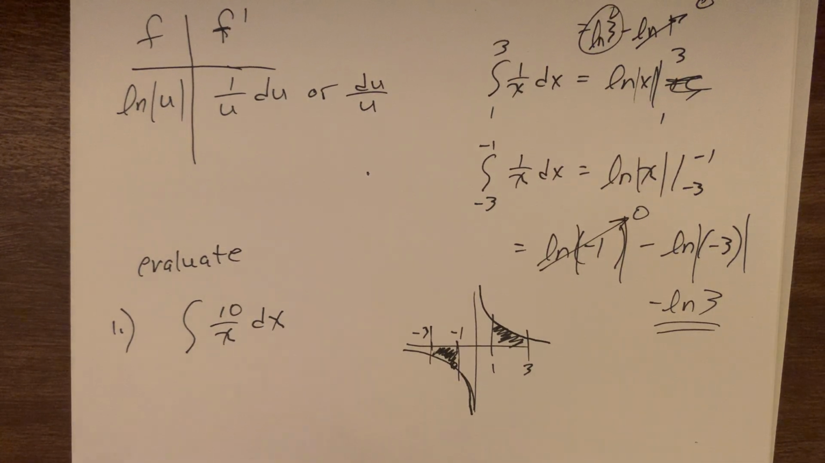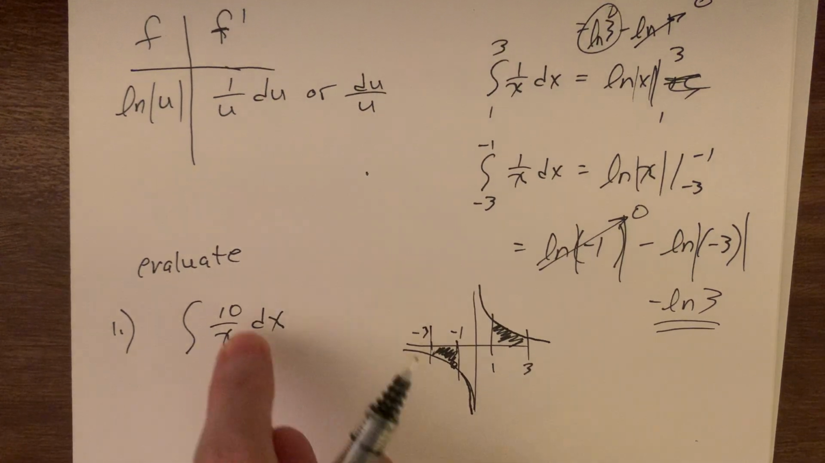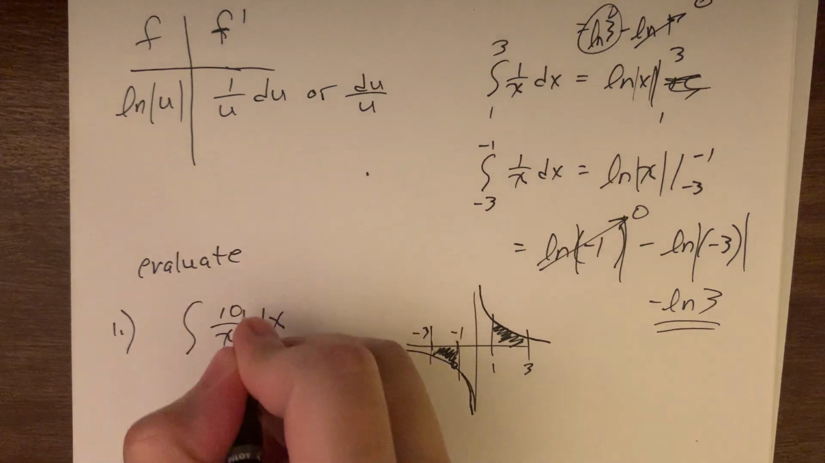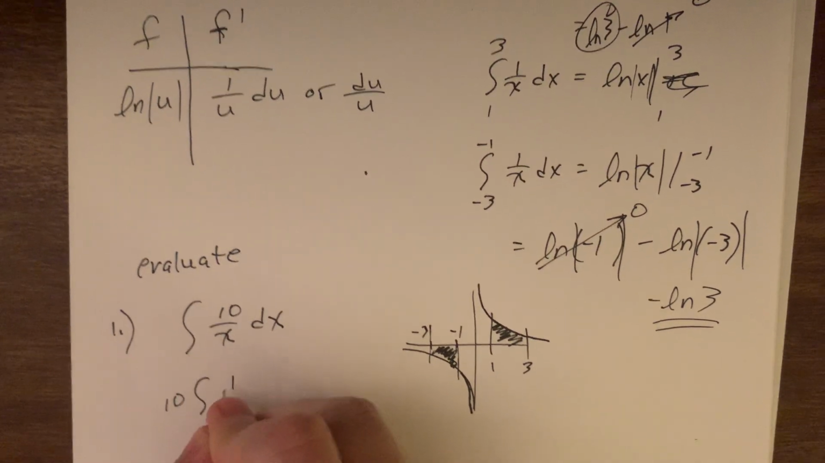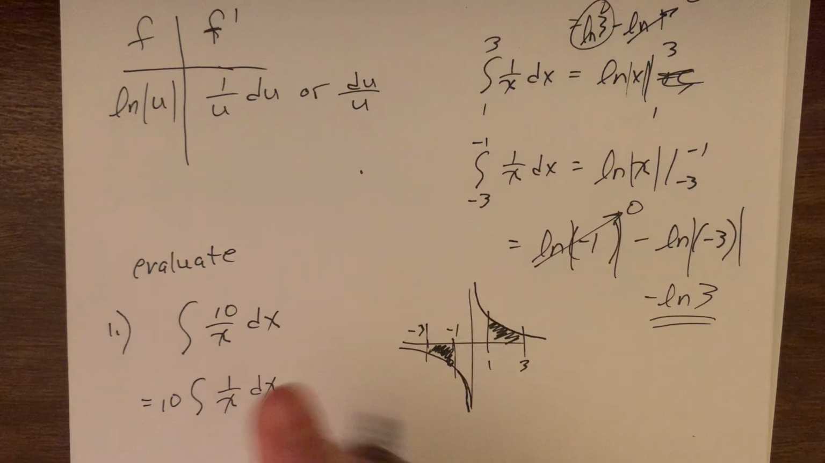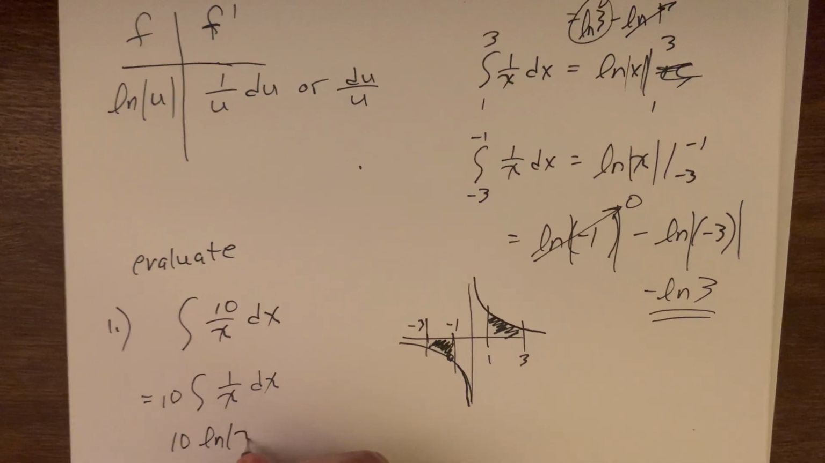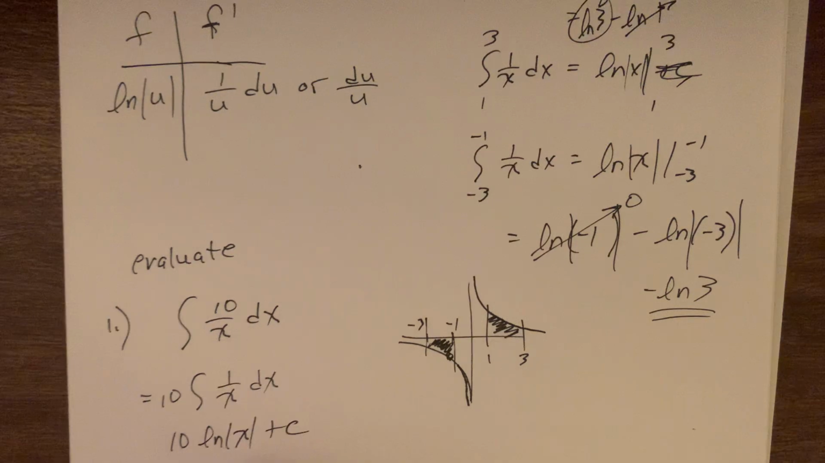Okay, so this first one may not be so obvious, but just a tiny little manipulation. 10 over x, you could kick the 10 out in front, and then that is 1 over x. So once we see that, if all we have is a plain x in the denominator, that leads to an antiderivative of log of x.